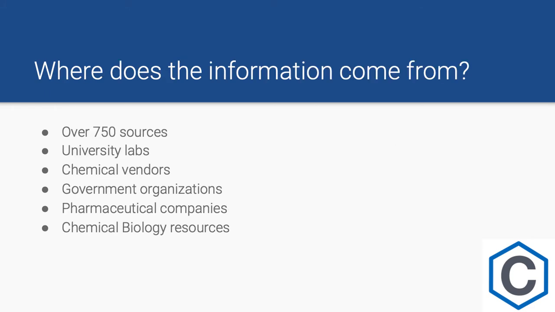While data was originally only from lab groups, now it comes from over 750 sources, ranging from university labs, chemical vendors, government organizations, pharmaceutical companies, and other chemical biology sources.